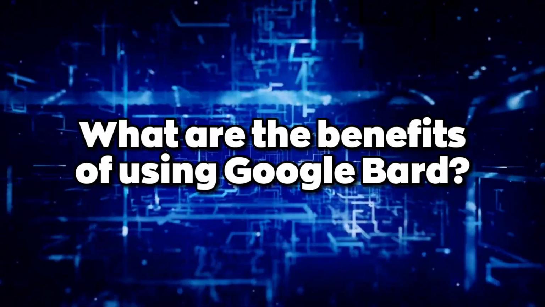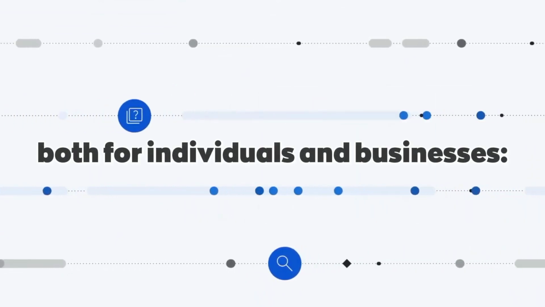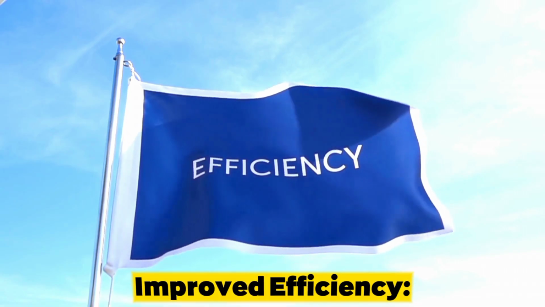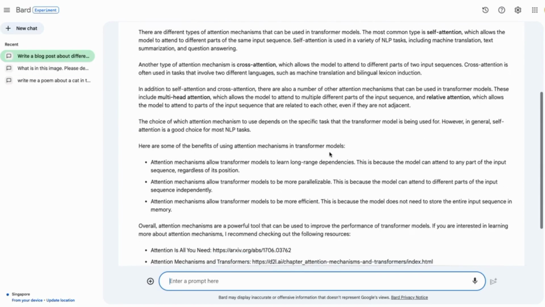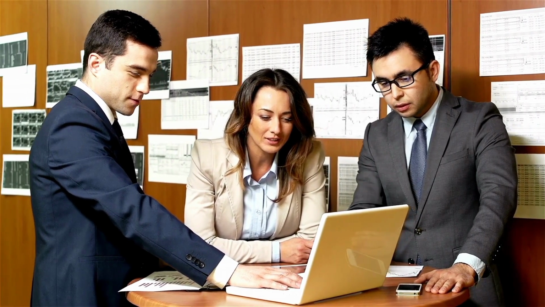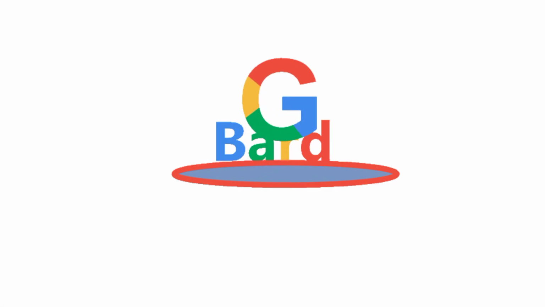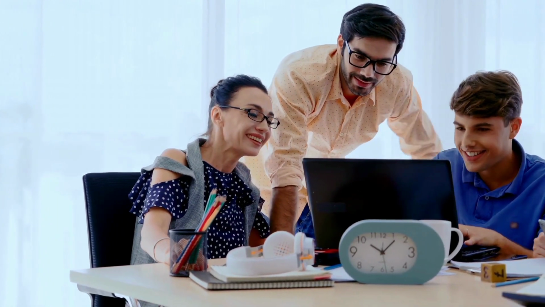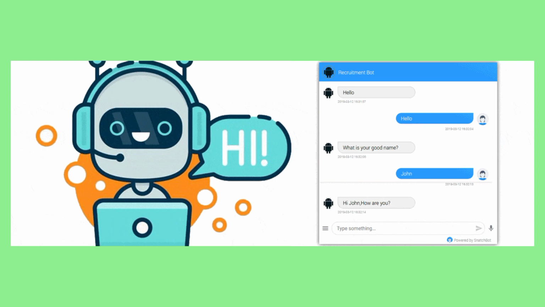What are the benefits of using Google Bard? Using Google Bard offers several benefits, both for individuals and businesses. Improved efficiency. Google Bard can quickly process and understand large amounts of text, saving time and effort. It can perform tasks that would otherwise require manual intervention, freeing up resources for more critical activities. Enhanced user experience. By leveraging Google Bard's capabilities, businesses can provide a more personalized and interactive user experience. Virtual assistants powered by Google Bard can understand user preferences and tailor their responses accordingly.